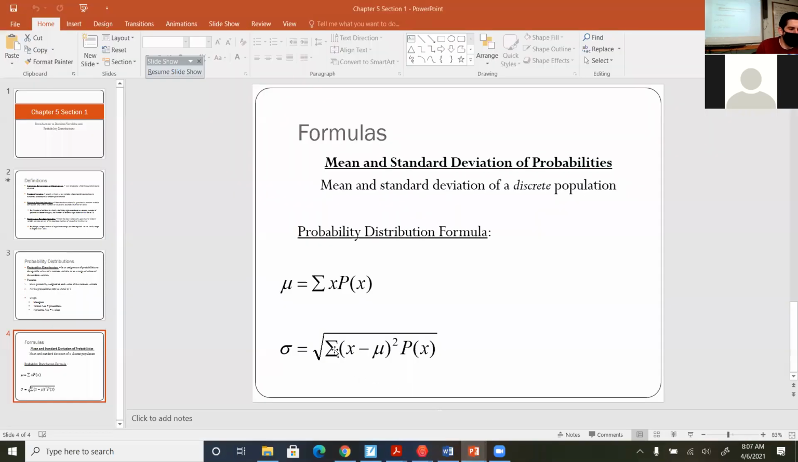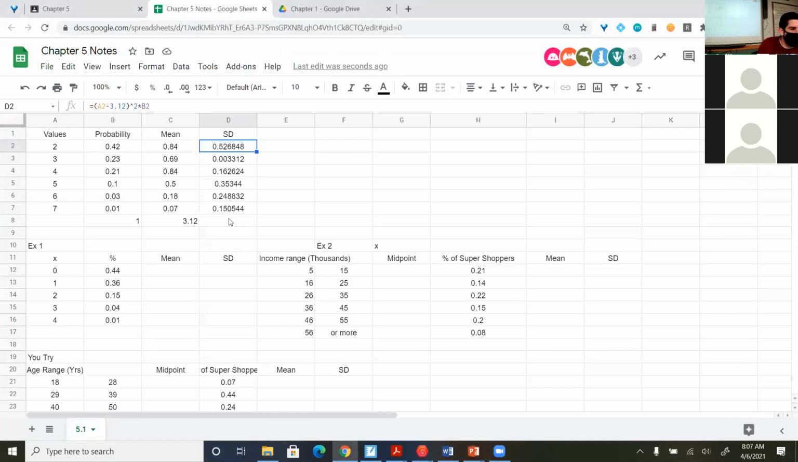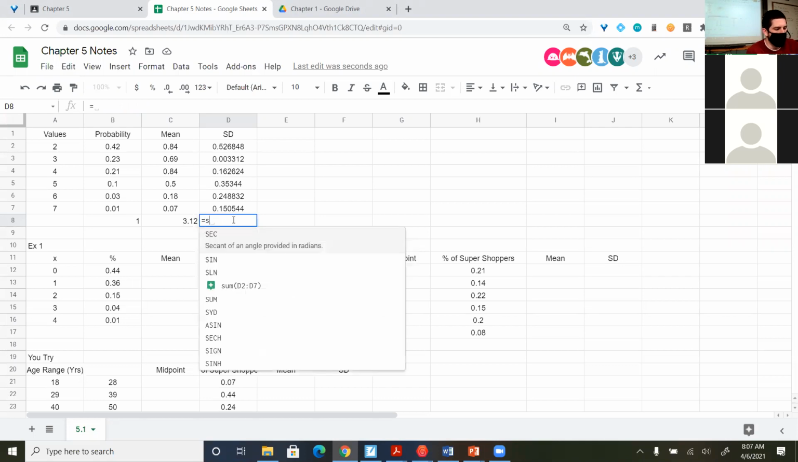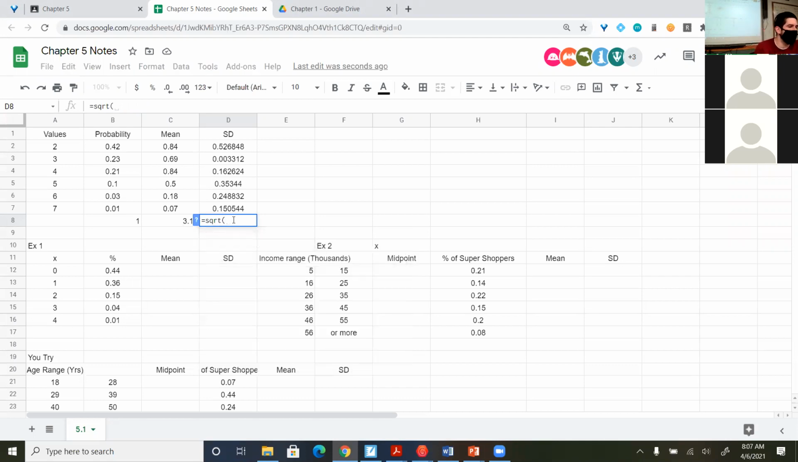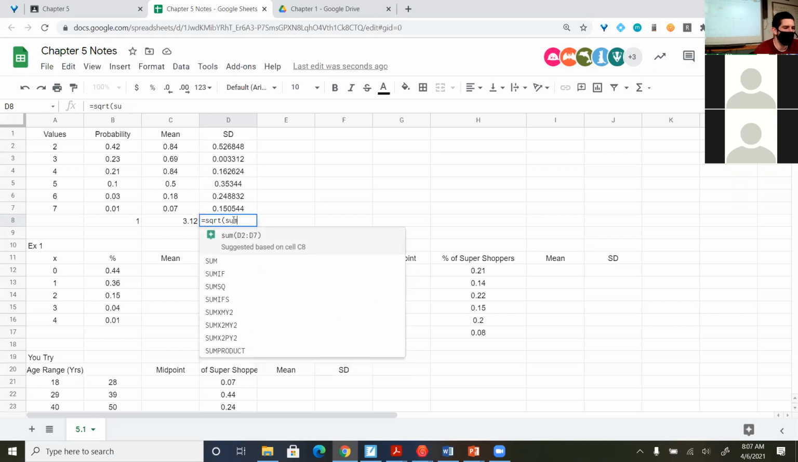All right, so the part that I just did was the first part of the formula: x minus the mean squared times the probability of x. My next step is to add all those values together and take the square root of it. I guess I can just do it at the bottom of the column. I won't create a new one. I'm going to do equals SQRT, which is for the square root. Since I've already typed the equal sign, I don't need another one, so it knows that it's already doing a command.